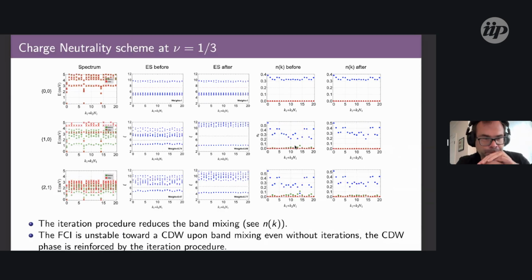So does that work? This is for the 1/3 state with the weak Moire. So let's forget about the details of all these plots here. The thing is, what you can show is, well, the iteration reduces the band mixing, which is good, which is what we're looking for, like a basis where we have almost everything in one band. But it's not a major improvement. But the thing is, if there's an FCI without band mixing, as soon as you have some band mixing, the FCI will turn into just a charge density wave. So in any case, whatever you do, the FCI disappears at 1/3 in the weak Moire regime, even if you try to optimize the one-body basis.